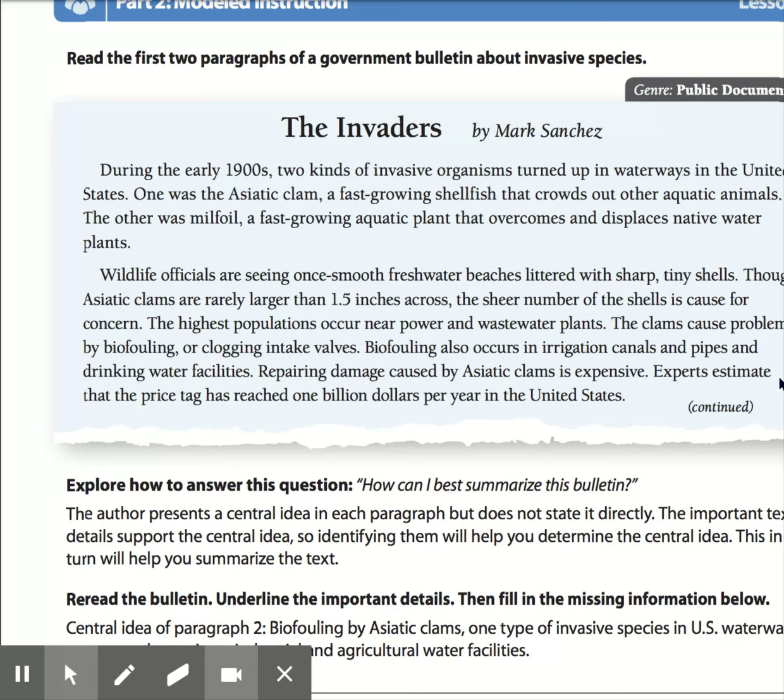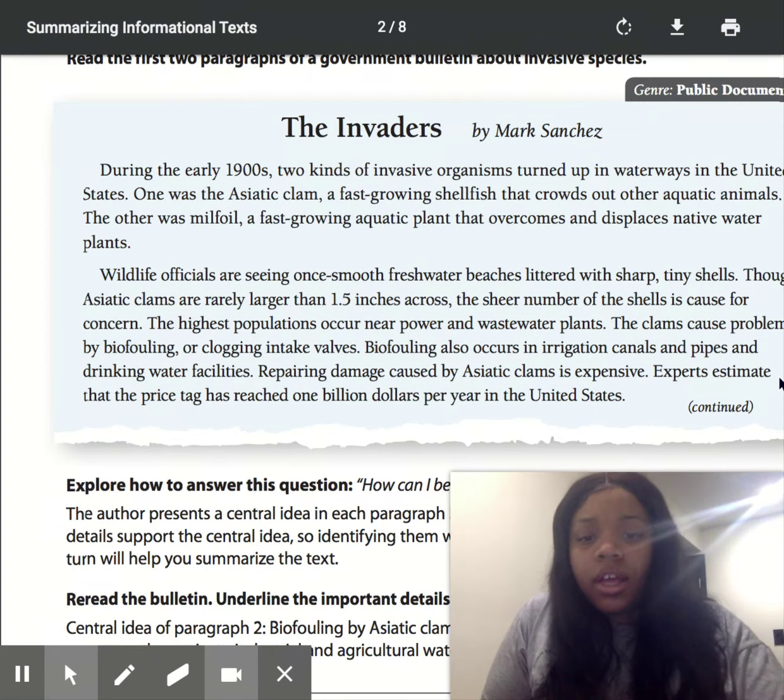But biofouling also occurs in irrigation canals, not canyons, canals, and pipes in drinking water facilities. Repairing damage caused by Asiatic clams is expensive. Experts estimate that the price tag has reached $1 billion per year in the United States. Okay? All right, you can see me again.